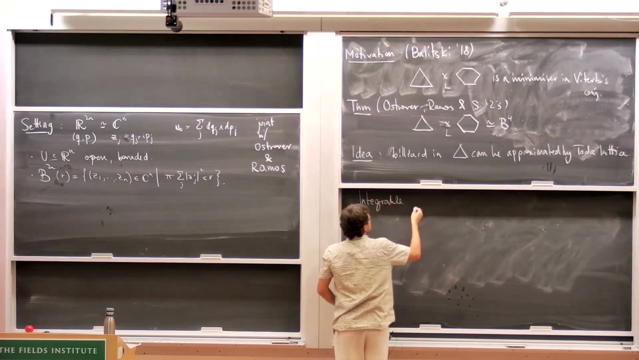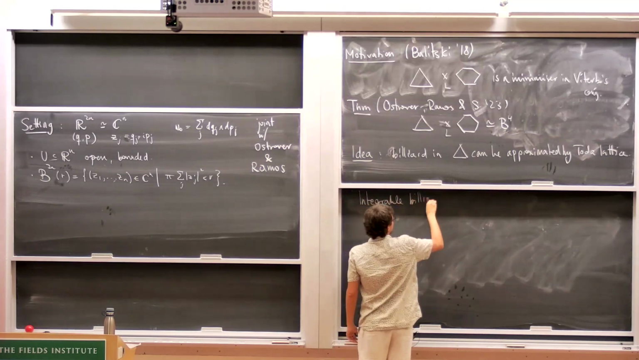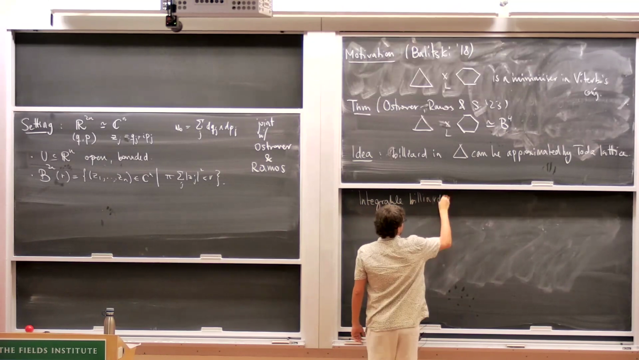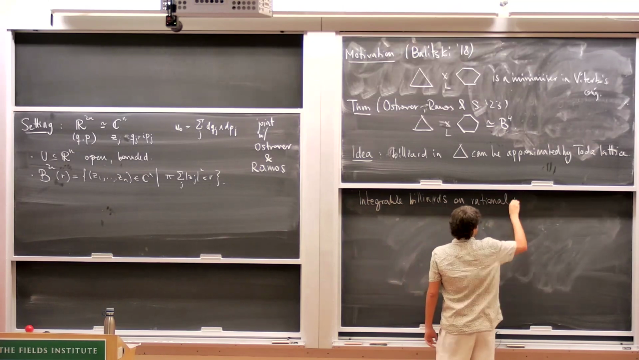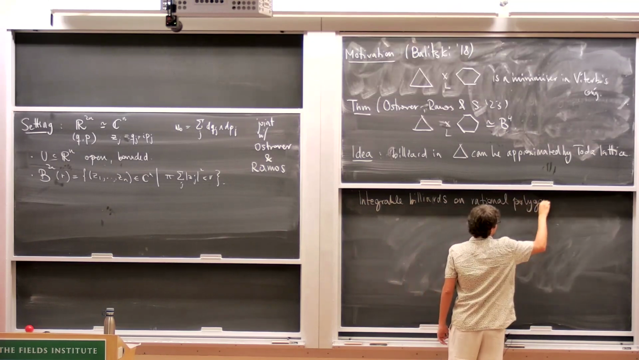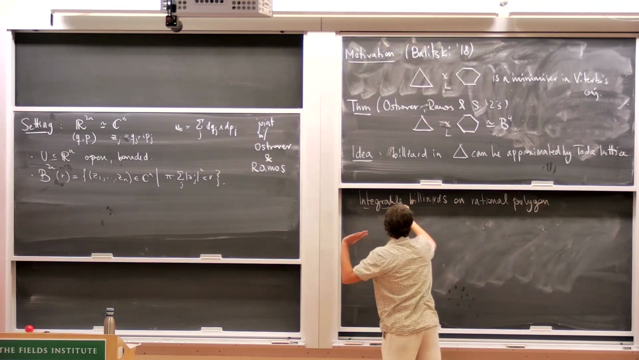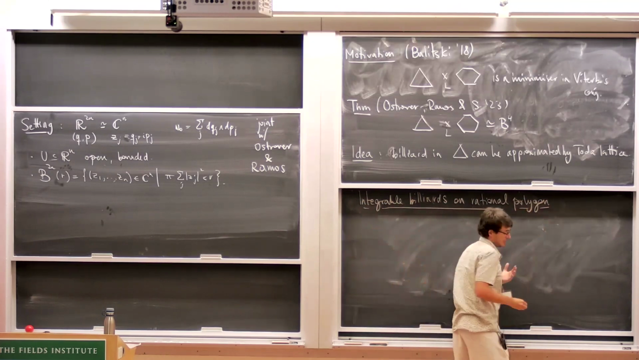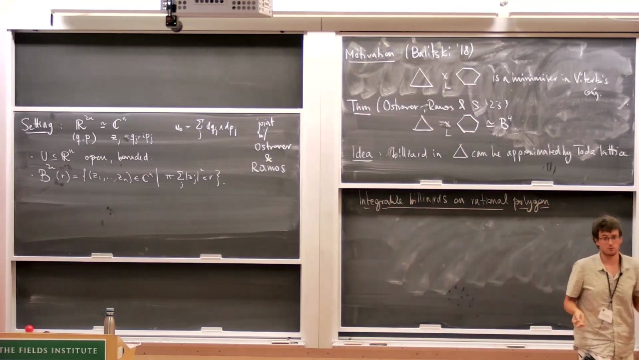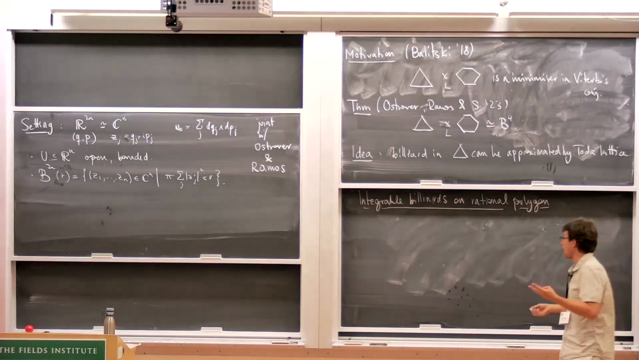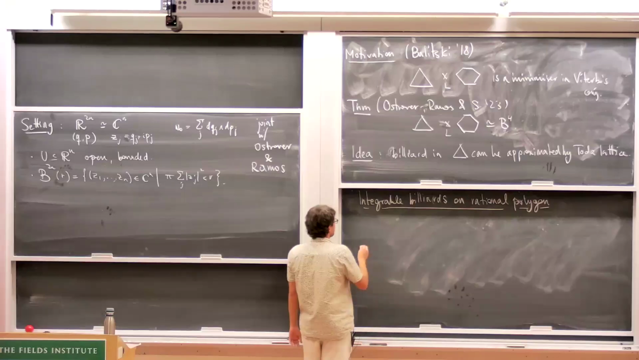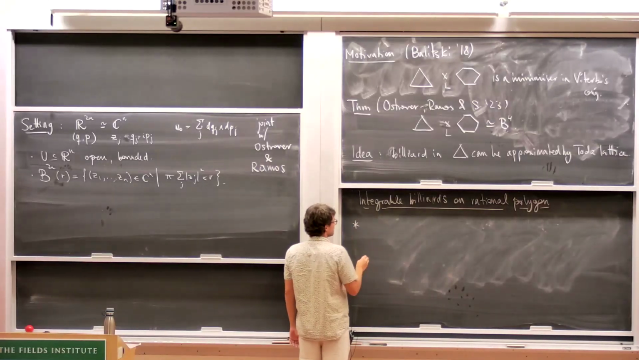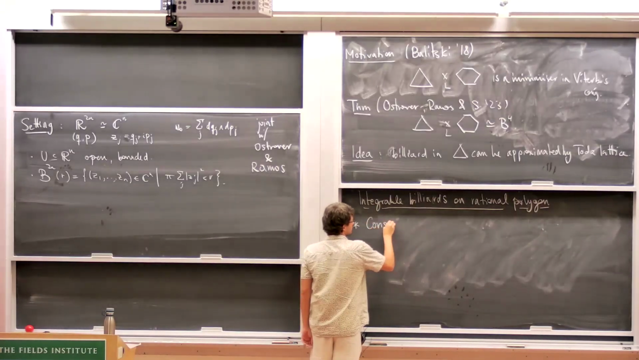So, integrable billiards on rational polygons. A polygon is rational if every angle is a rational multiple of pi, and everything is convex. So when is a billiard on a rational polygon integrable? Well, it has to have three properties. It has to have a conserved quantity.